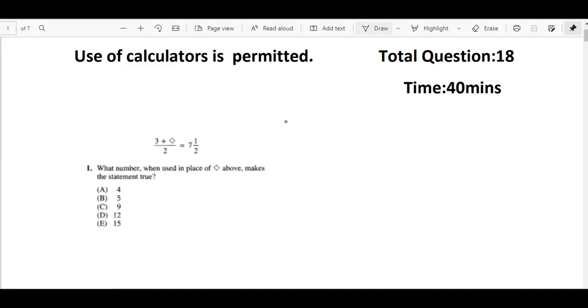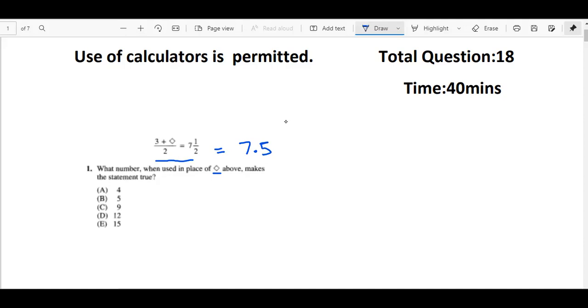So the very first question is, what number when used in place of the square or diamond above makes the statement true? Right. So what is the statement? The statement is 3 plus something divided by 2 is 7 whole 1 by 2. Okay. The first thing is that 7 whole 1 by 2 looks a bit difficult to understand. Let's just write it this way, 7.5.